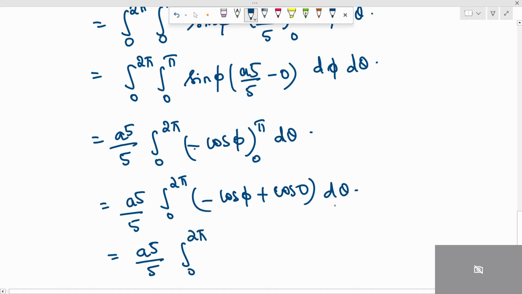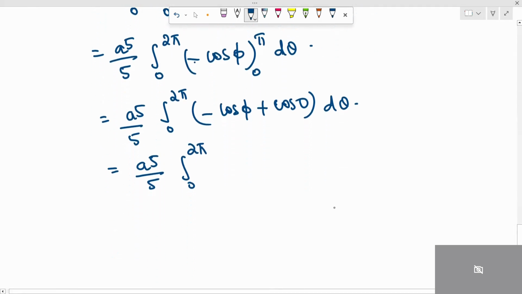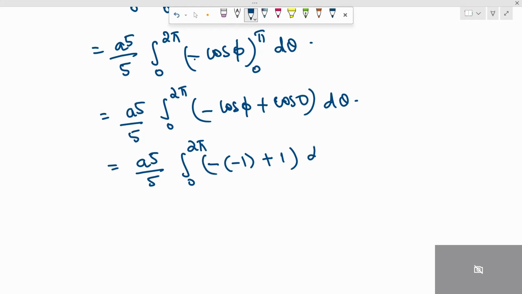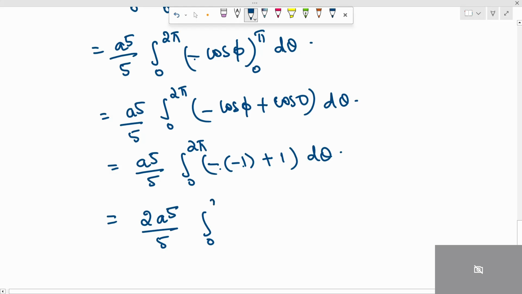Before we integrate with respect to theta, first we have to simplify this. Minus of cos pi is minus of minus 1, plus the value of cos 0 is 1, d theta. Minus of minus 1 will be 1, 1 plus 1 is 2. Take the constant 2 outside: 2a power 5 by 5, integral of 0 to 2 pi d theta.